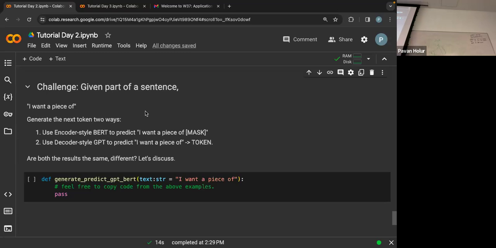So for the same prompt, with an encoder model, you would be asked to fill in the mask, which you have the code for. With the decoder style GPT model that we just discussed, you would want to generate the next token with the same input. I don't think that's going to be easy, but I mean, the coding is easy, but I think it'll ask you to think about what these things mean, right?